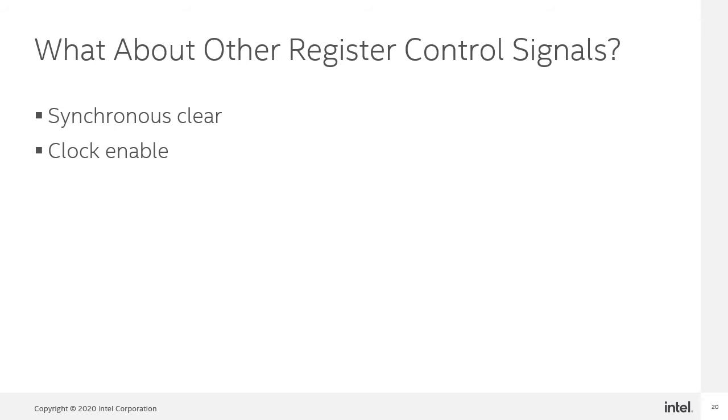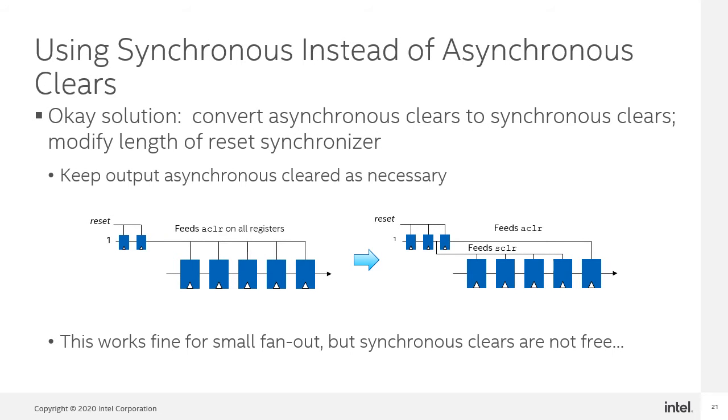Let's take some time to talk about other register control signals, namely synchronous clears and clock enables. In order to remove asynchronous clears from a design, a designer may wish to replace them with synchronous clears. This may seem simpler than removing asynchronous clears and trying to implement naturally resetting logic. And while this is a possible solution for the Hyperflex architecture, you must be aware that synchronous resets are not free.